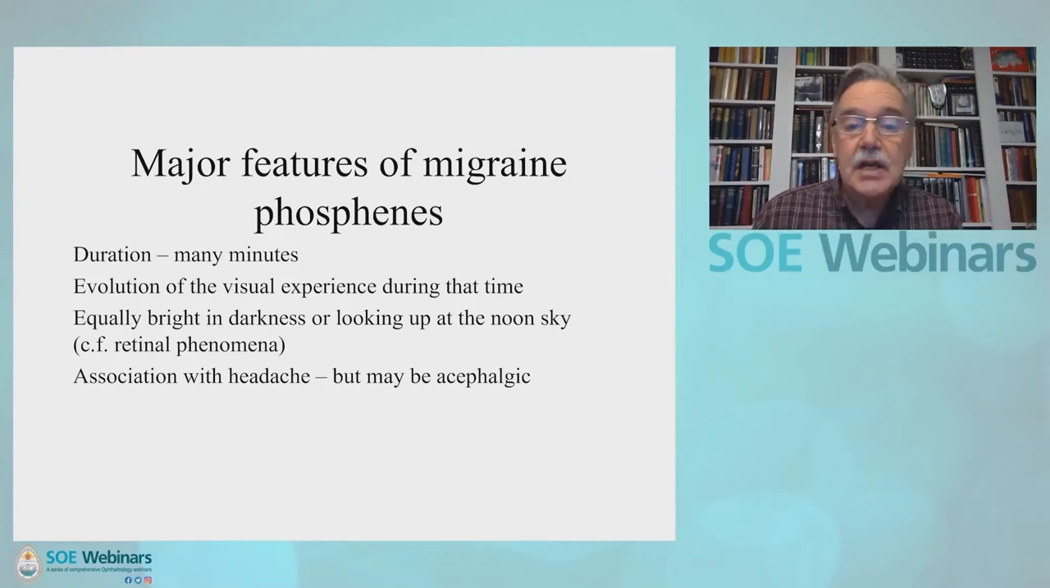And of course, there may be associated headache, but acephalgic migraine, so migraine aura without headache, is very common, particularly in older patients who may never have had migraine before. So you will see many older patients coming with visual aura. They don't know what it is, and it gets mixed up with detachments and all sorts of other things.